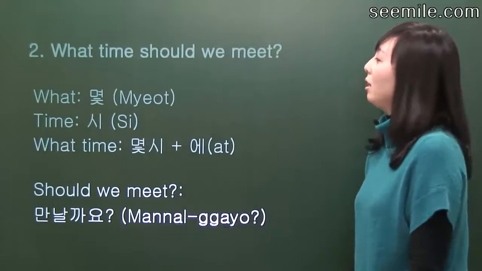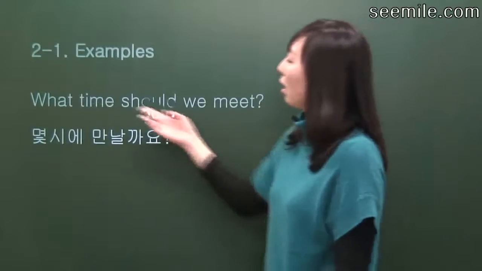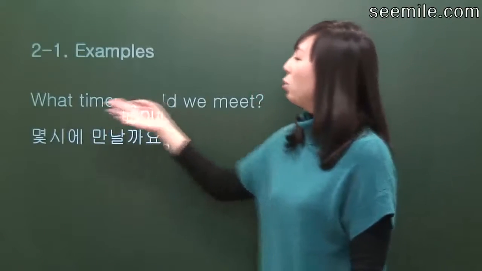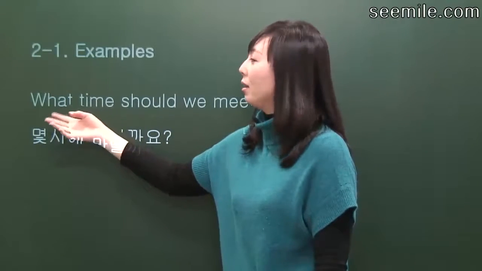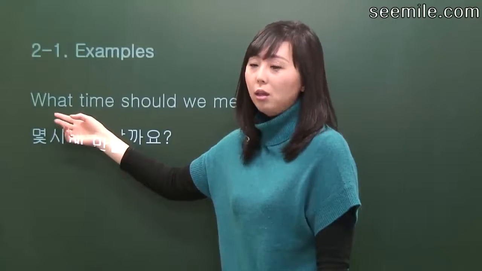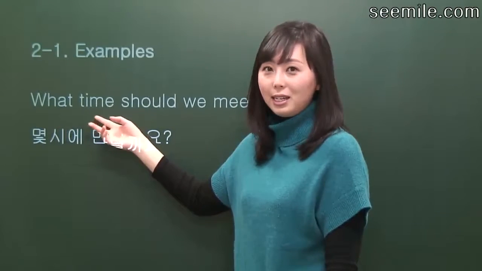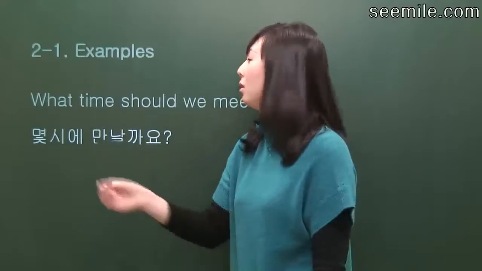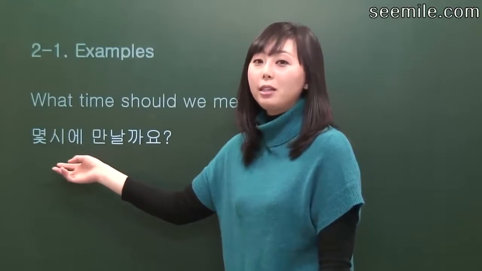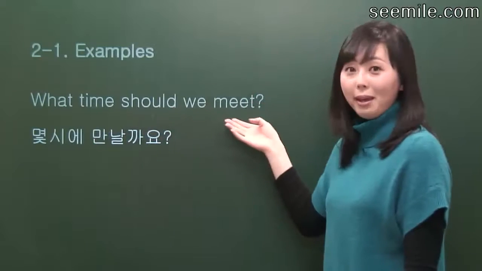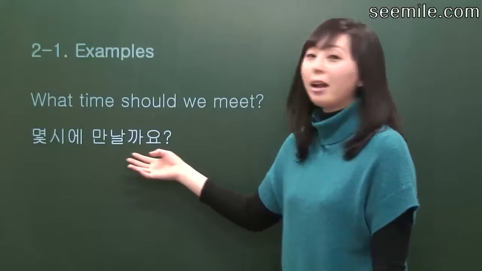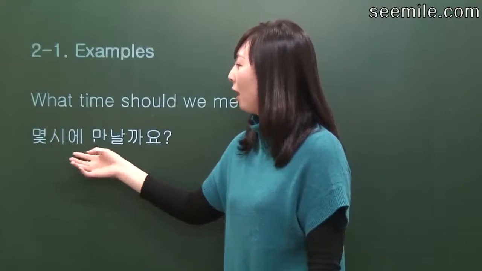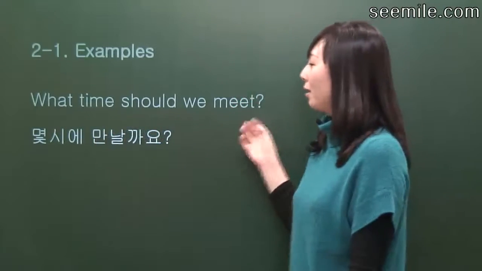Okay, good. Let's see examples. What time should we meet? What's what time? What? 몇. Time, 시. And don't forget the time particle, 에. 몇 시에 should we meet? 만날까요? What time? 몇 시에 should we meet?